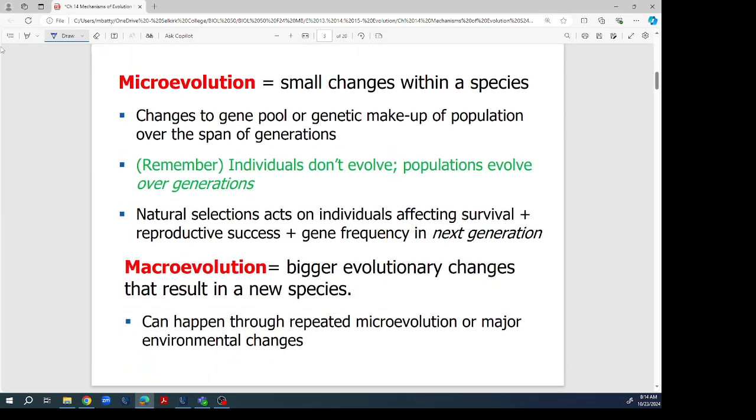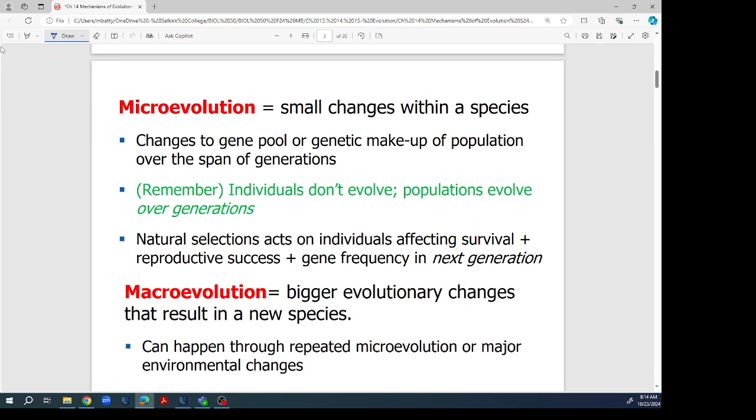Microevolution and macroevolution. So really defining these, they were on that first slide, but microevolution is smaller changes within a species. It could change the gene pool or the genetic makeup of a population over some generations. But it doesn't make new species. And so there's a change, but no new species made. Remember, just as a reminder, individuals can't evolve, but populations evolve over generations.